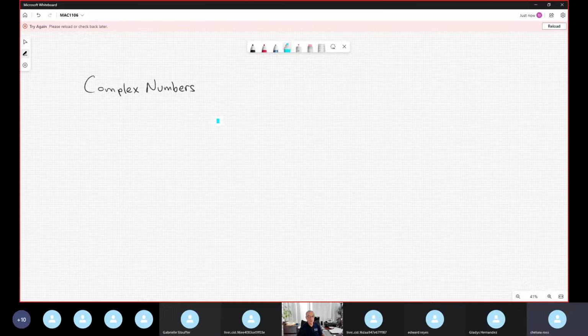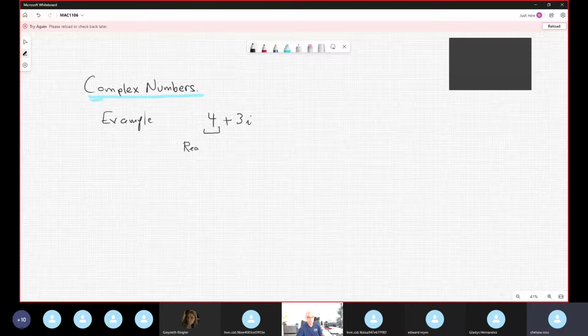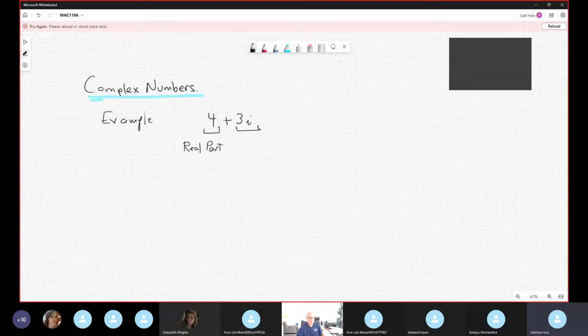What is a complex number, Professor? Well, a complex number is a combination of real and imaginary together. For example, suppose this is the complex number, 4 plus 3i. This is the combination. Look, this 4 represents the real part. This is the name, real part, and 3i represents the imaginary part. And together, it's a complex number.